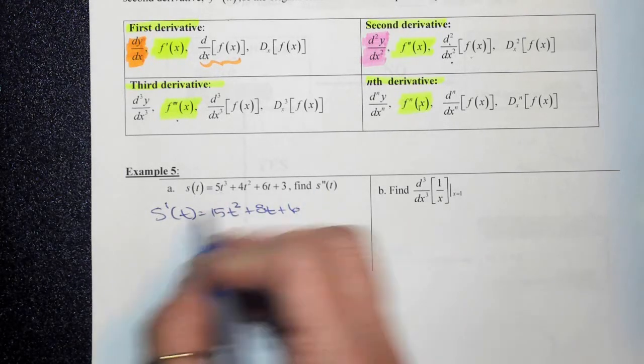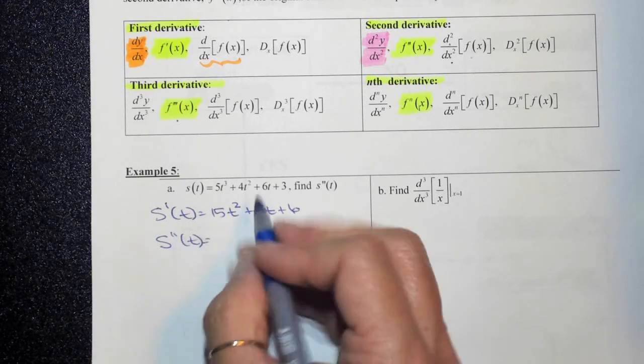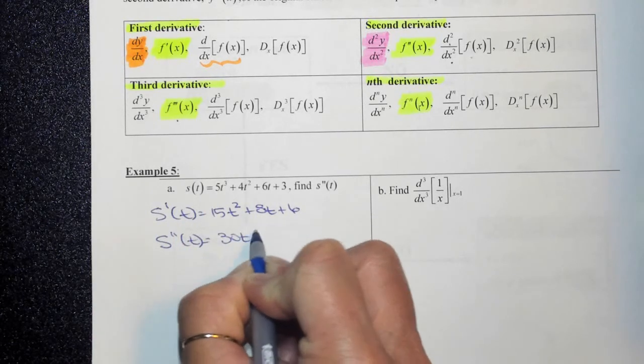They want the second. So s double prime, use the first derivative to get the second. This is 30t plus 8.